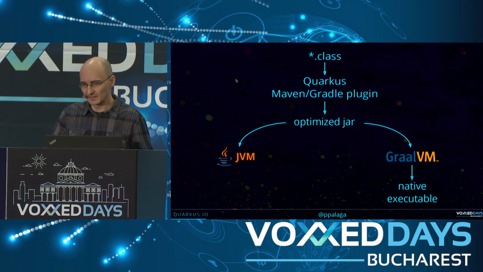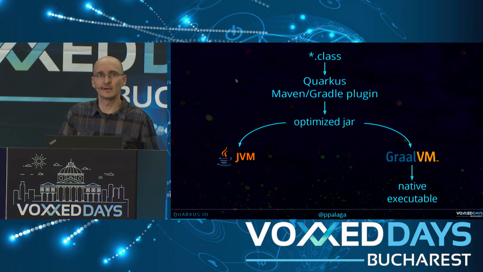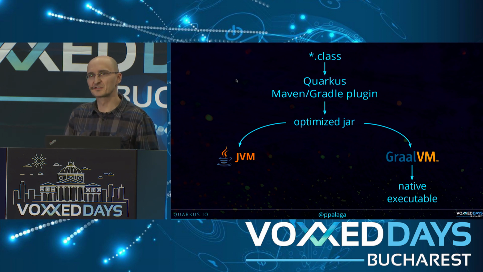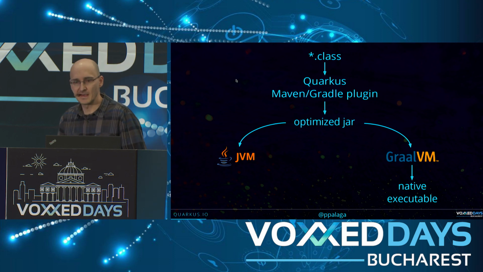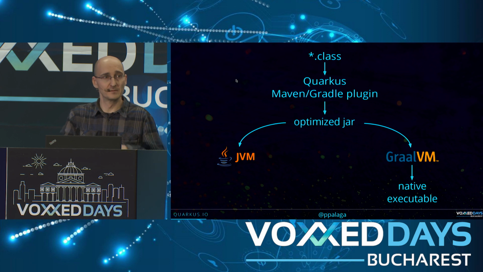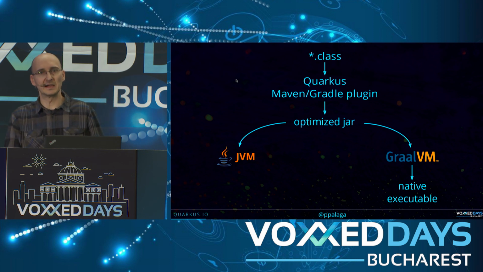And as a very general, this is the typical workflow. The input for the Quarkus tooling are compiled Java classes. Quarkus takes them and generates an optimized jar out of them, which can be run either on a stock JVM, such as OpenJDK, or it can be passed to GraalVM. Who of you has ever heard of GraalVM? There are some. We will come to it later and explain more. And GraalVM can produce a native executable that I have shown you at the beginning. Okay?